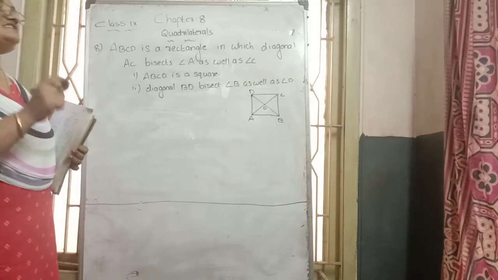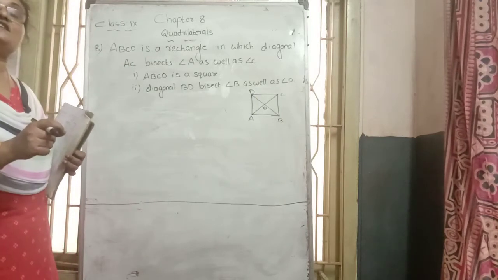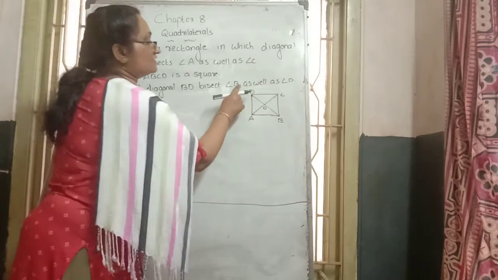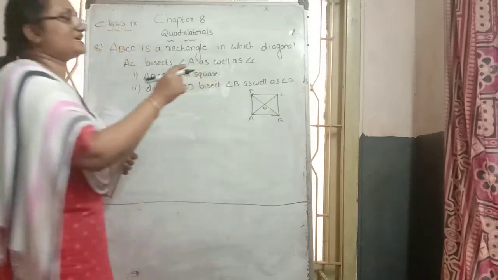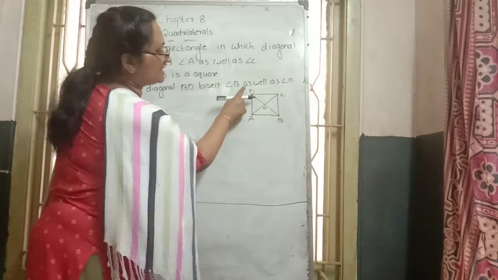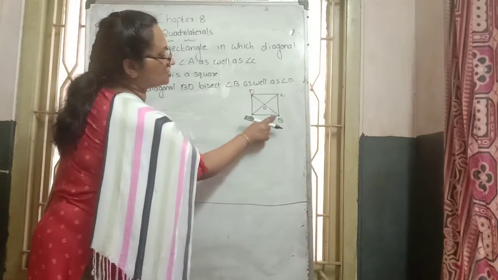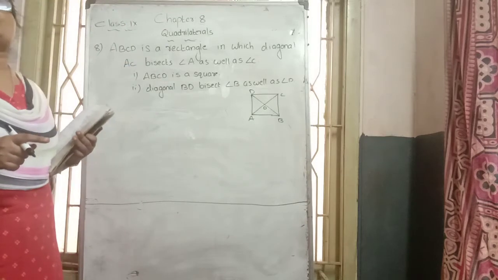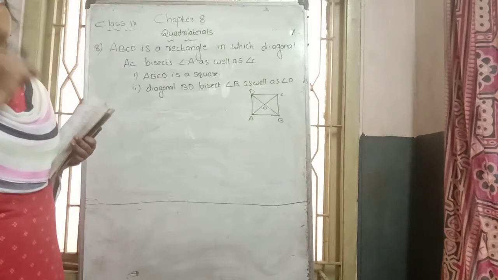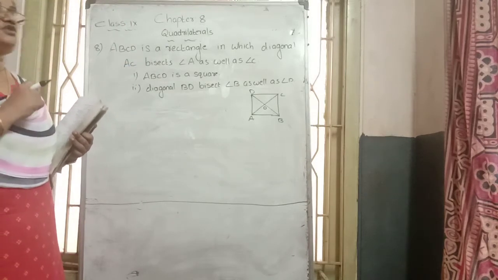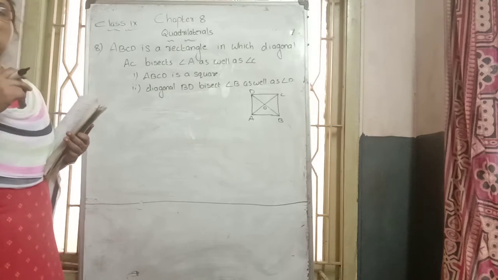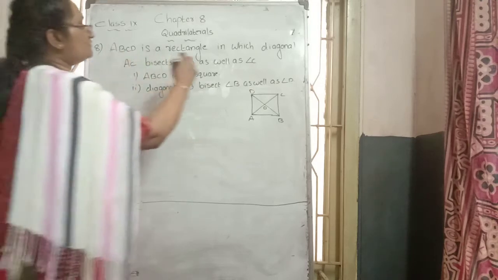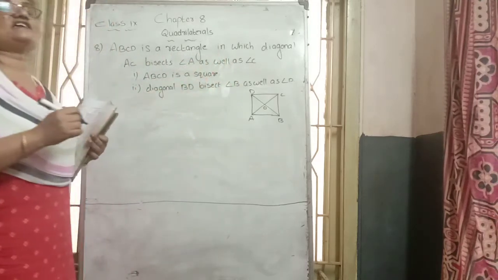Then afterwards, in the same way, we want to prove that diagonal BD bisects angle B and angle D. BD cuts angles B and D. Then we want to prove that too. So how to prove that? First we want to prove that ABCD is a square.